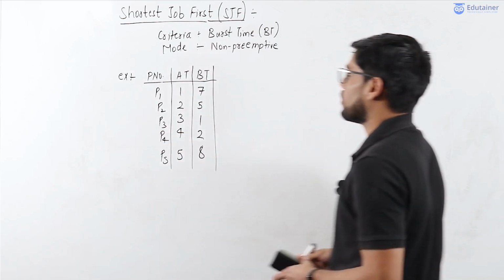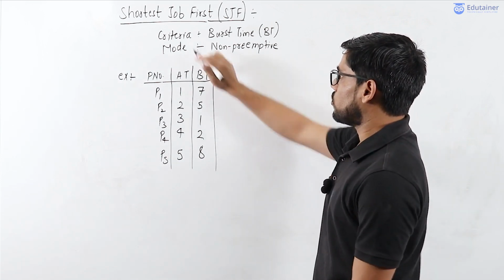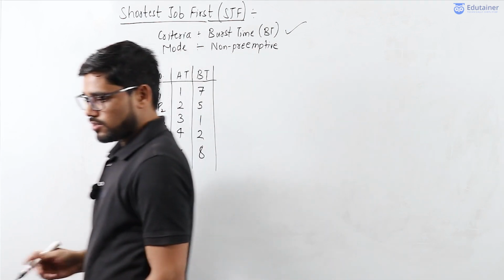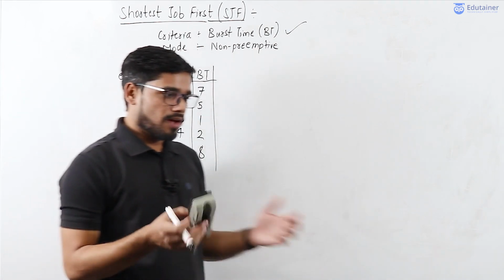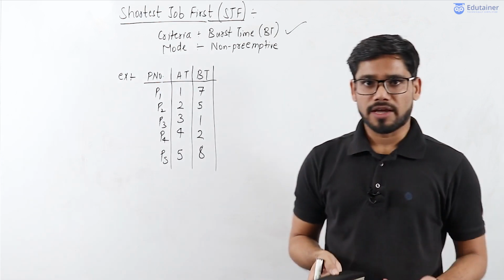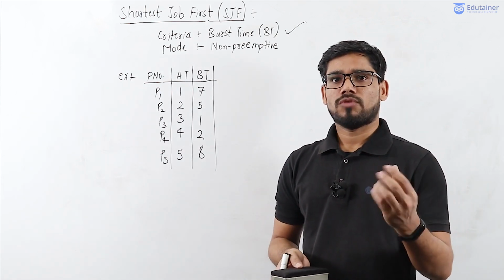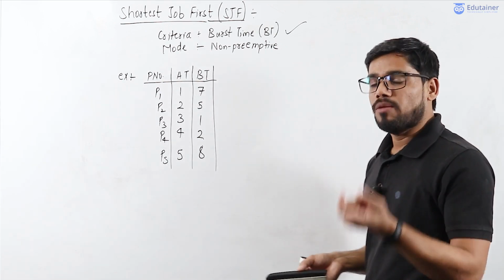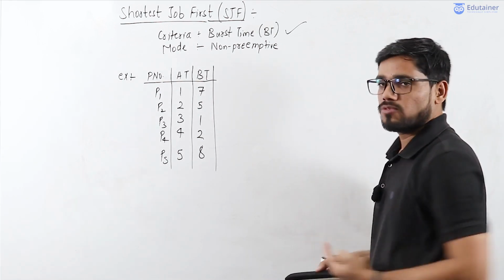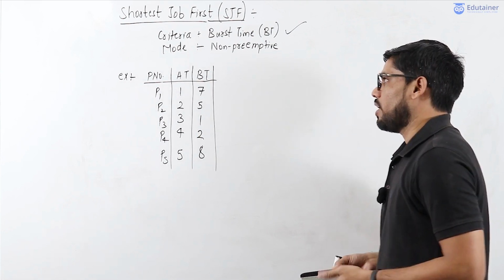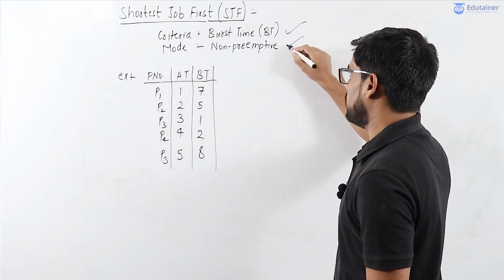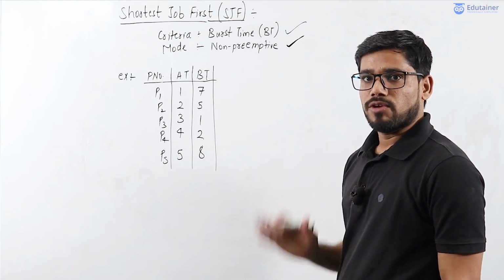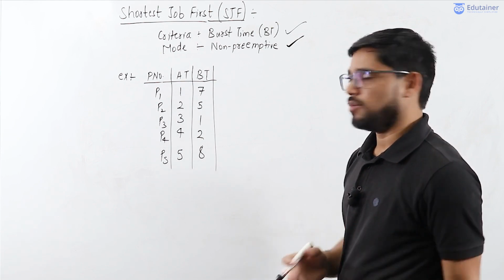Now let's see shortest job first. Here in shortest job first, the criterion is burst time. Shortest job first says that from the available processes which have arrived at that time, you pick the process which has the least burst time. So the smallest burst time process will be picked first. And here the mode is non-preemptive, meaning that once a process is picked by the CPU, until its completion no other factor will remove it from the CPU.